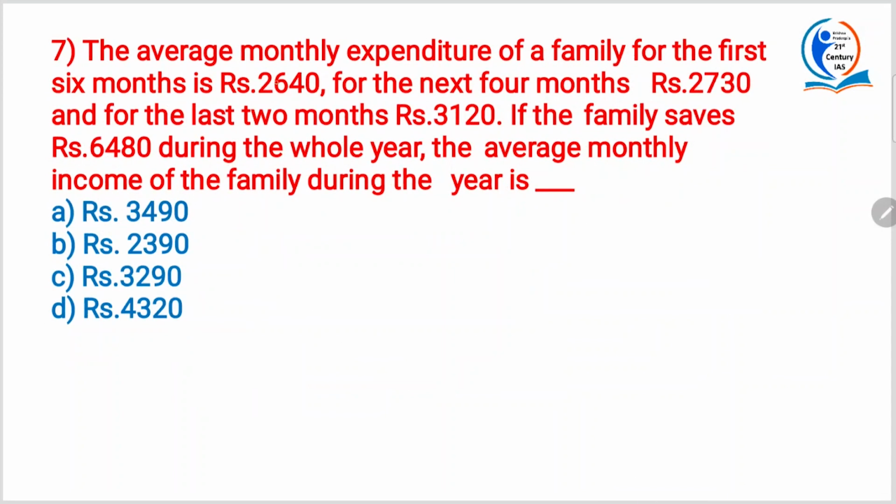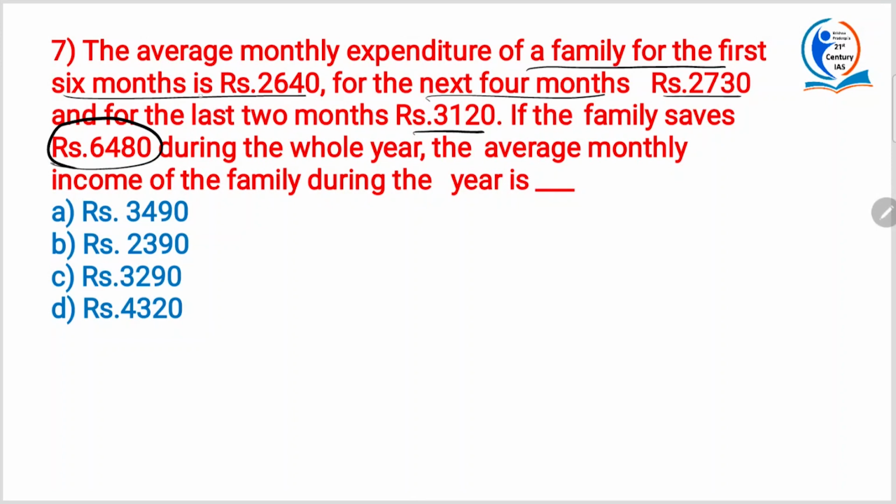Now, the average monthly expenditure of a family for the first 6 months is this much, for the next 4 months is this much, and for the last 2 months is 3120. If the family saves rupees 6480 during the whole year, the average monthly income of the family during the year is?